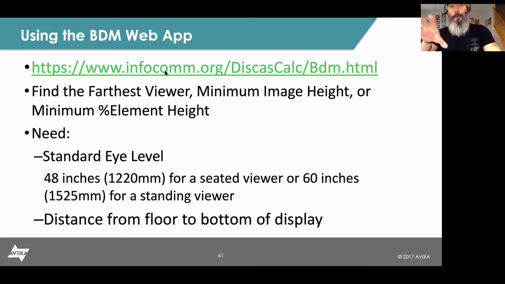No, yeah, I know. Don't play access to the calculator, right? No, just type in Avixa DISCAS calculator and go to the BDM, just what we saw. Okay. So it'll bring this up, and the first time you do it, it may ask you to take a cookie. Got it.